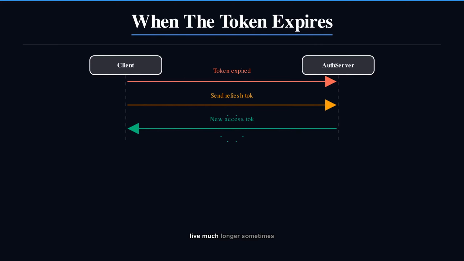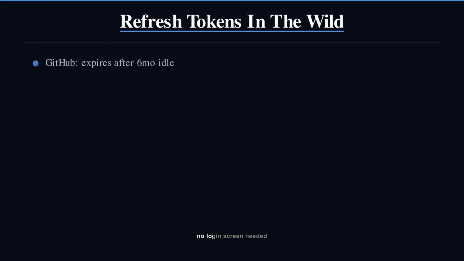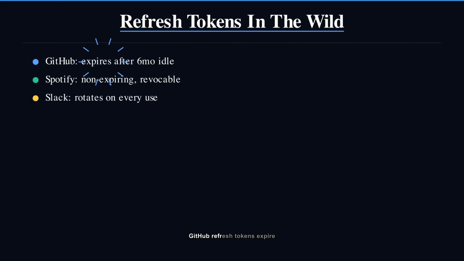Refresh tokens live much longer, sometimes months, and only talk to the authorization server, never the API. When your hour is up, the client quietly trades the refresh token for a fresh access token, no login screen needed. GitHub refresh tokens expire after 6 months of inactivity.